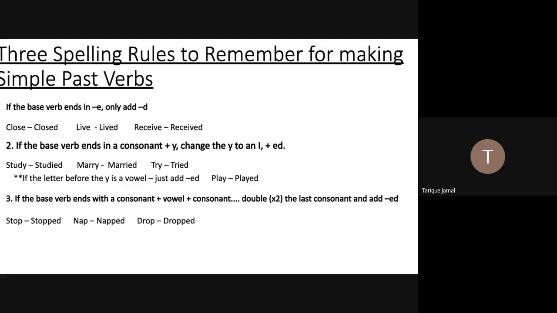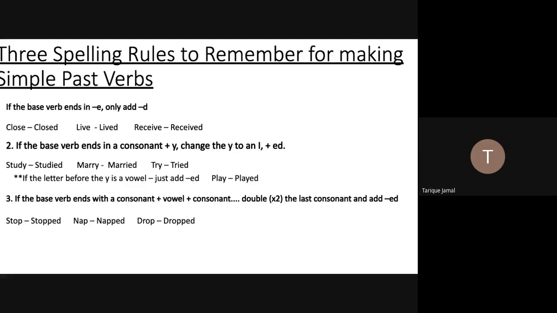All right. And if we look at the note there at the end with the asterisk, that if the letter before the y is a vowel, just add ed. The example is play. So Y is the last letter, right? But before Y, what do we have here? We have A, which is our vowel, correct? So for that, we are going to add ED.